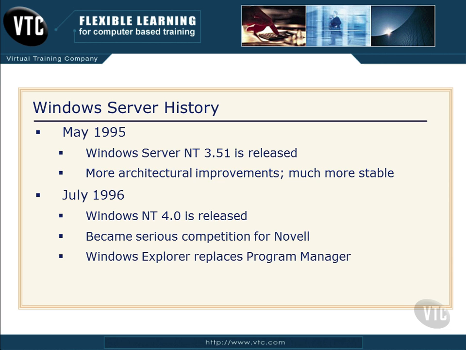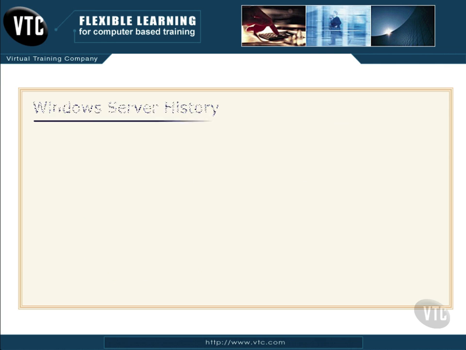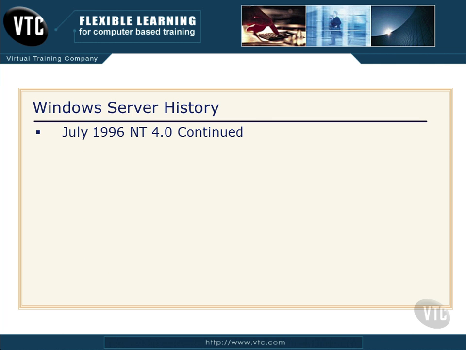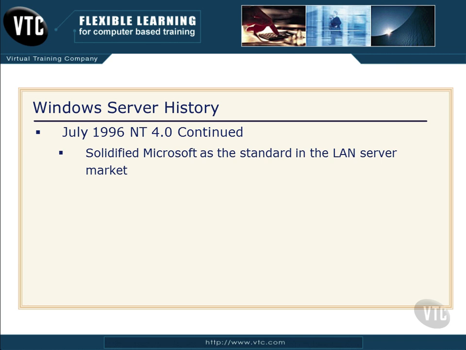In the NT 4.0 release, Windows Explorer appeared. It replaced the old Program Manager. And Windows Explorer was also introduced in Windows 95 right before NT 4.0 came out. Now, in July 1996, NT 4.0 solidified Microsoft as the standard in the local area network server market. And so what happened, people began to migrate away from Novell because a perception grew out there that everybody else was going to Microsoft, and we better too.